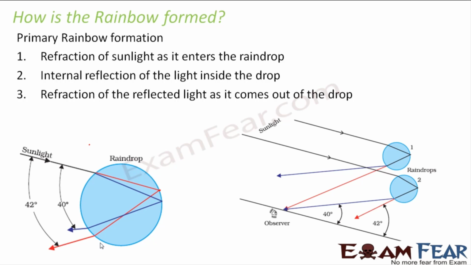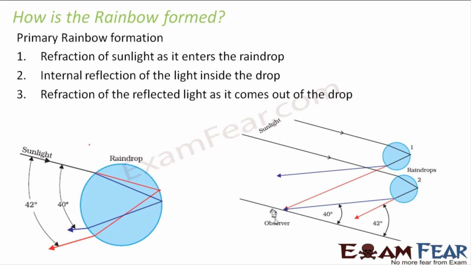So what happened? While entering inside the raindrop, there was refraction. Inside there was internal reflection. When it strikes the boundary of the raindrop, it bounces back. That is internal reflection. And then again, when it comes out from the raindrop to the atmosphere, again refraction takes place.